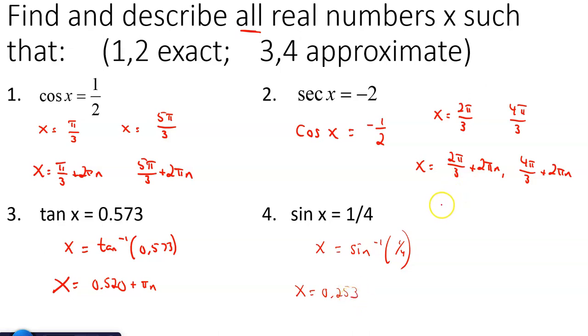So the sine is positive in the first quadrant. It's also positive in the second quadrant. So how does that work? It's positive here in the first quadrant. It's positive here also in the second quadrant. So whatever that angle is over here, I should be able to do 180, or in this case, pi minus that angle to get the other one. So if x is 0.253, x is also pi minus 0.253. And then I just grab my calculator. Pi minus 0.253 gives me 2.889.